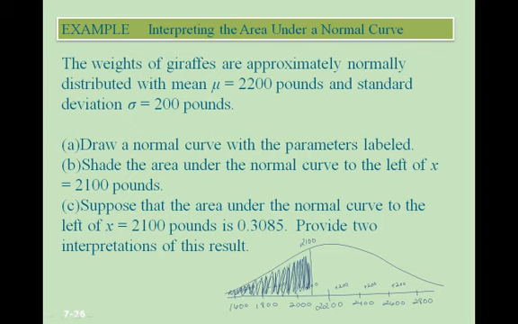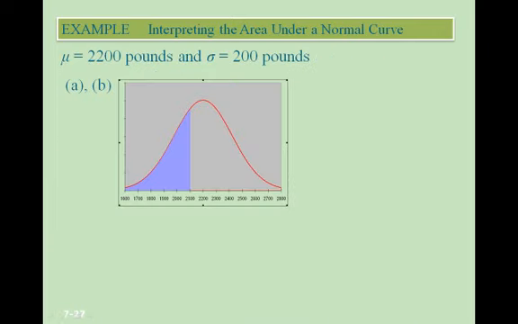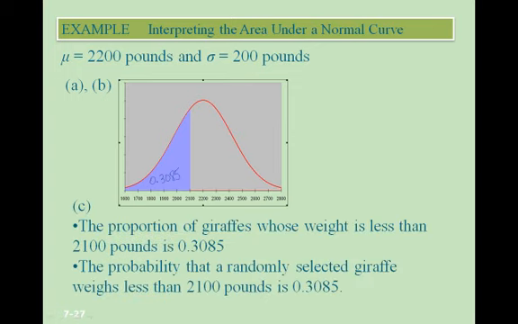Now I want to suppose that the area under the normal curve to the left of x equal 2,100 pounds is 0.3085. And we want to provide 2 interpretations of this result. We're going to assume then that the area here was 0.3085, this shaded part. So we know that then either the proportion of giraffes whose weight is less than 2,100 pounds is our 0.3085, or that the probability a randomly selected giraffe weighs less than 2,100 pounds is 0.3085.